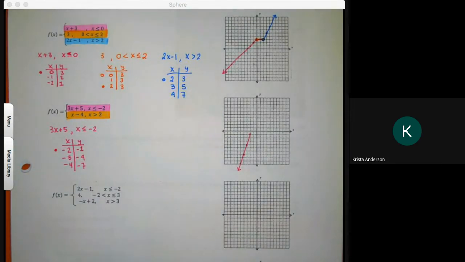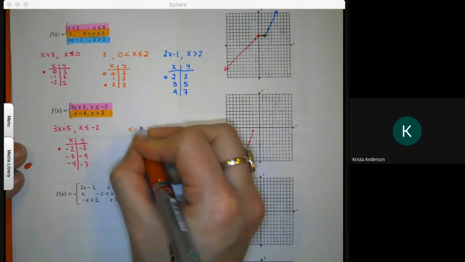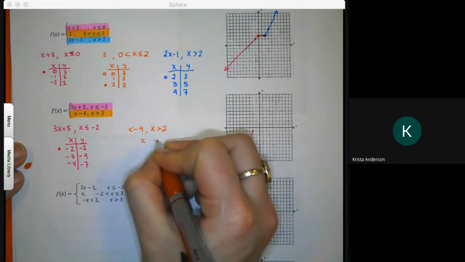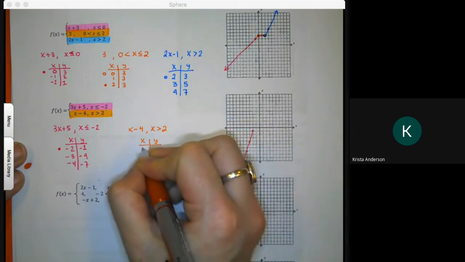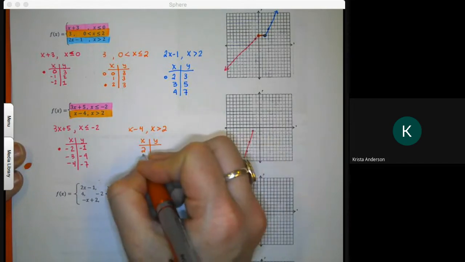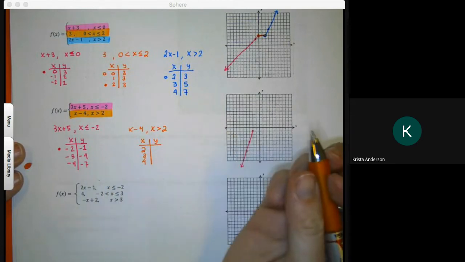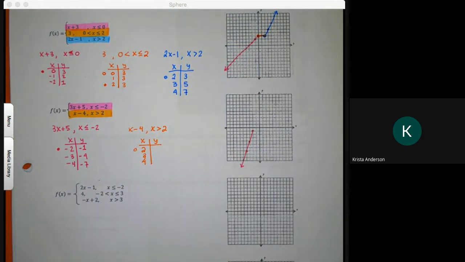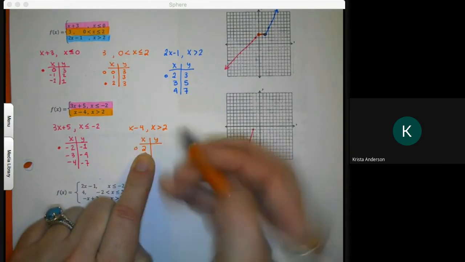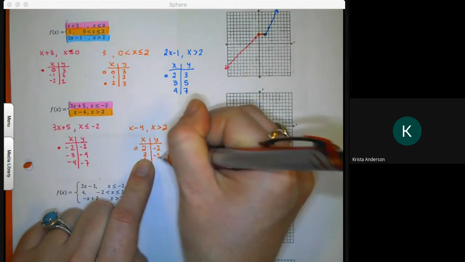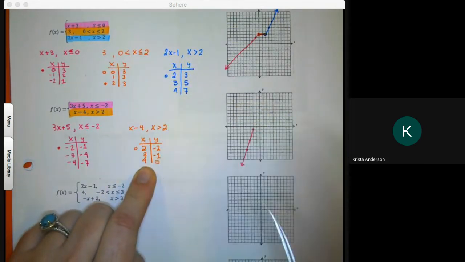For my second piece, I have x minus 4 when x is greater than 2. That means I start with 2. Numbers to the right of 2 would be 3 and 4. There's an open dot for the 2 because it's not equal to it. I plug in: 2 minus 4 is -2. 3 minus 4 is -1. 4 minus 4 is 0.